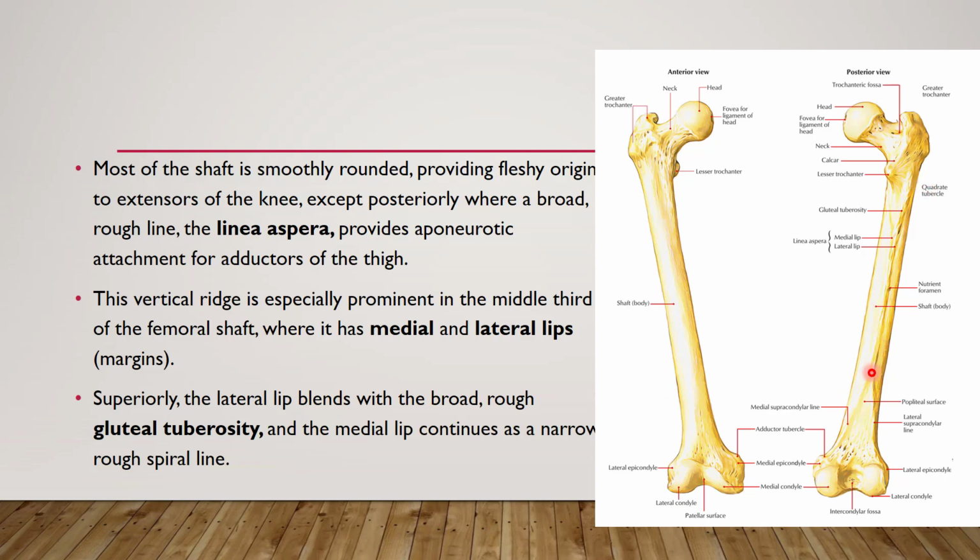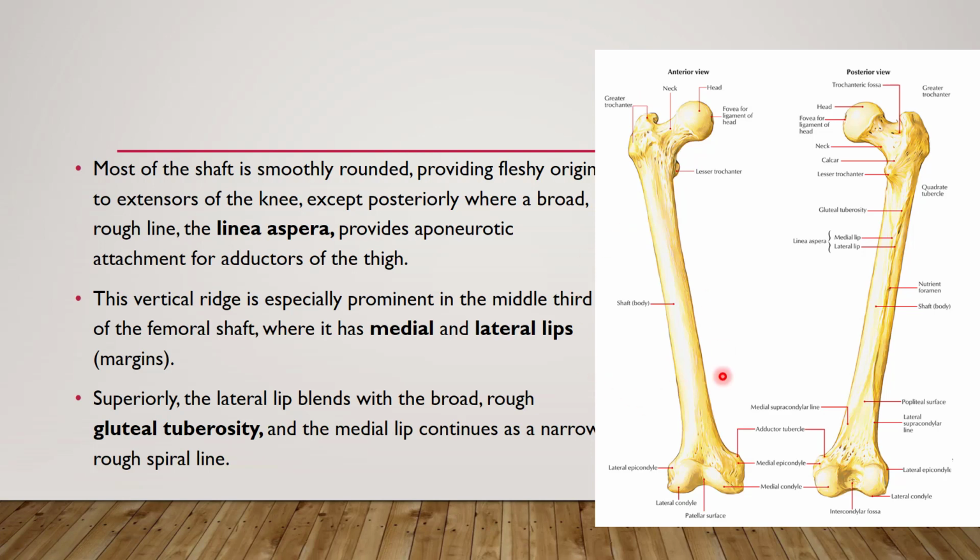See here, on the posterior surface, the lateral lip will go up and it will blend with the broad rough gluteal tuberosity. So this is the lateral side of the femur, and you can see the lateral lip of the linea aspera. When it is going above, it is blending with the tuberosity which is called the gluteal tuberosity, whereas the medial lip continues as a narrow spiral line or the pectineal line, which will be continuous with the intertrochanteric line on the anterior surface.